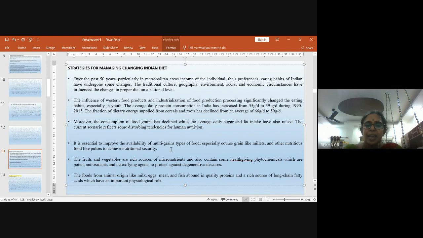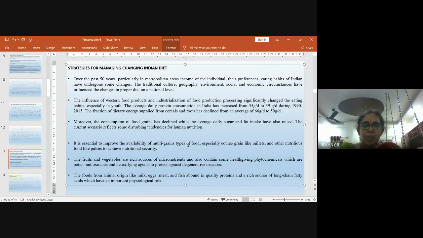The average daily protein consumption in India has increased from 55 grams per day to 59 during 1990 to 2015. The fraction of dietary energy supplied from cereals and roots has declined from 66 to 59 percent. Moreover, the consumption of food grains has declined while the average daily sugar and fat intake have risen. So the current scenario reflects some disturbing tendencies for human nutrition.